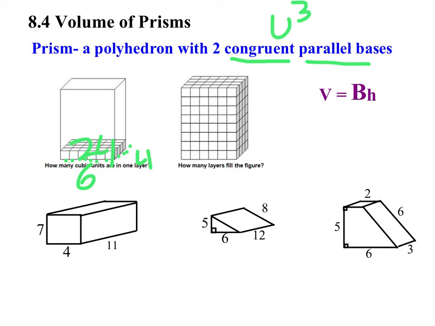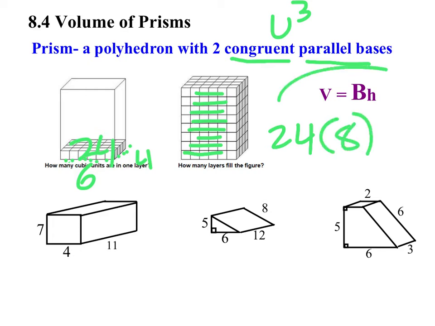Then what we need to do is know how many layers it takes. Well, it takes 1, 2, 3, 4, 5, 6, 7, 8 layers. So we'll have 24 cubes in each one of those 8 layers. And that's where we get this formula, volume equals big B times H. Notice the big B is a capital B. It stands for the area of the base. So whatever the shape of the base is, you have to do that formula.